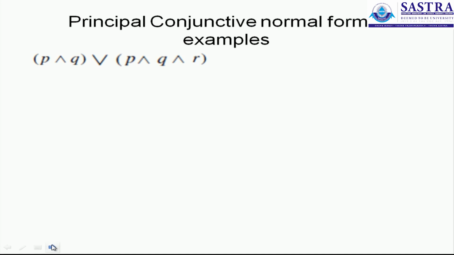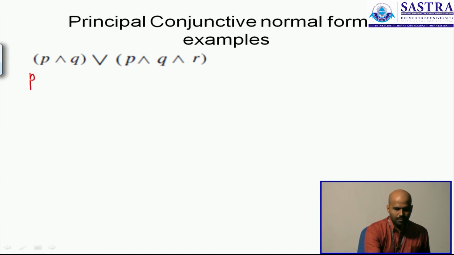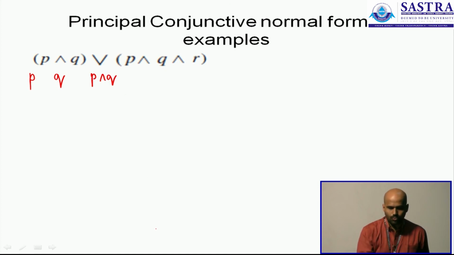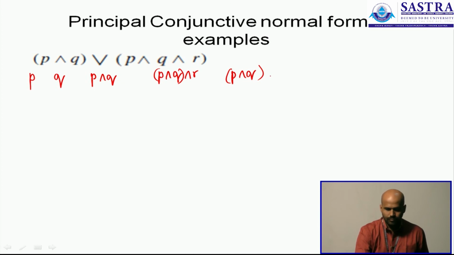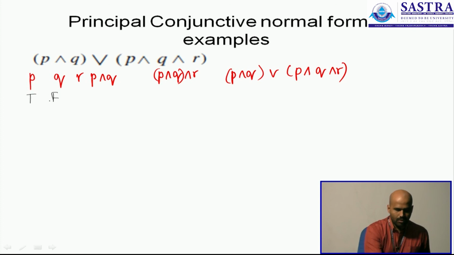And for the last example of today's class, let's consider this. Another compound formula involving three statements P, Q and R. You have a P, you have a Q, you have a P and Q, you have a P and Q and R, and you also have another conjunction. So let's write down. You'll have 8 rows here. Let's write all 8 of them.